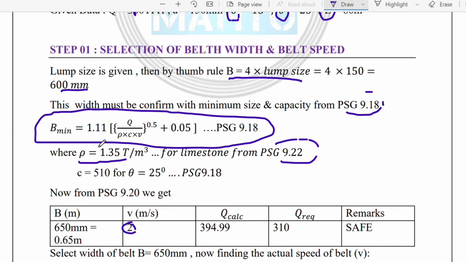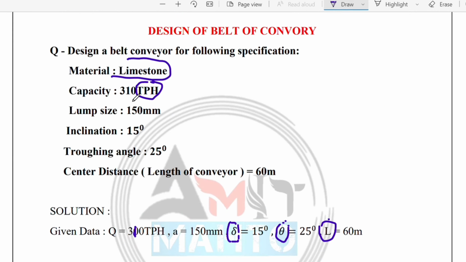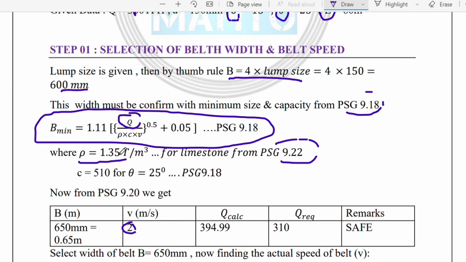Now go to this formula where B minimum will be 0.65. Then 1.11 into Q; keep this Q as unknown, don't put the value of 310. Then put the value of density, which is 1.35, c value 510, v value 2, and solve it. You will get the Q calculated value, which is 394.99.